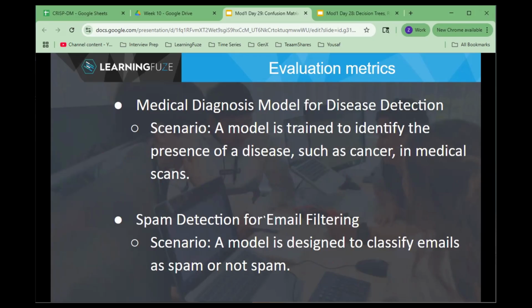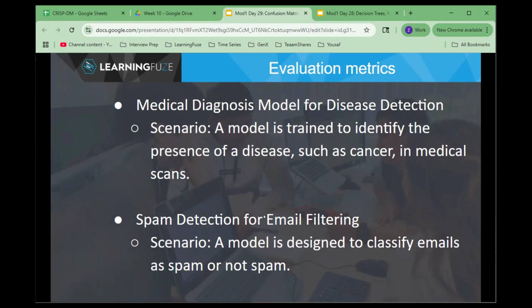Okay, so here are the two scenarios. Medical diagnosis model for disease detection. Scenario: a model is trained to identify the presence of a disease such as cancer in medical scans. So what do you want to focus on? Recall.